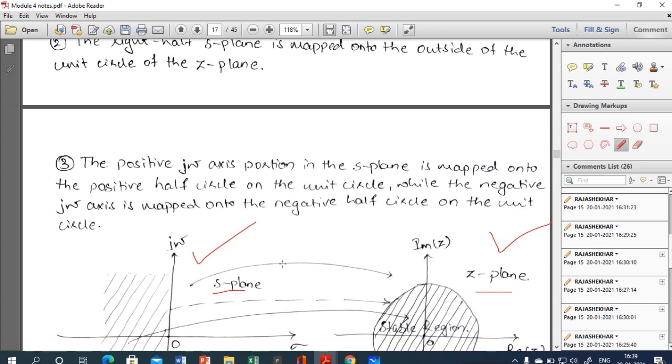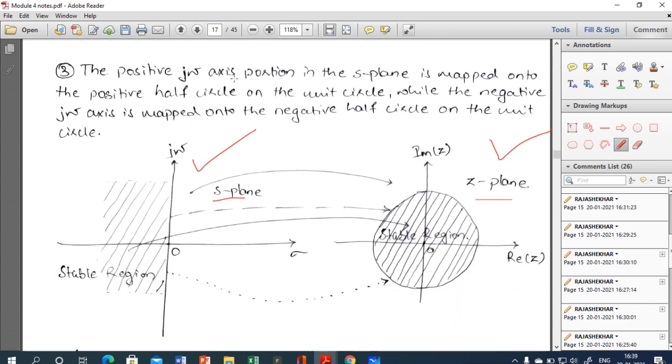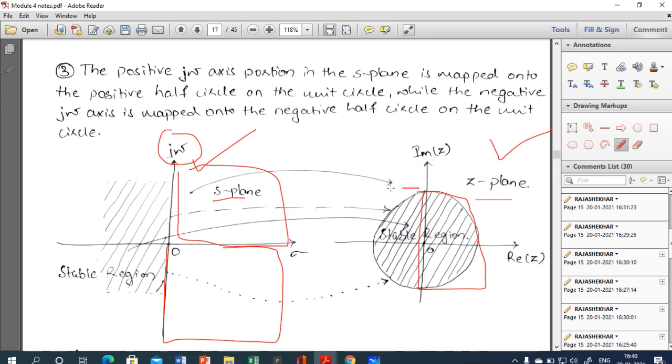In the third point, the positive j omega axis portion in the S plane is mapped onto the positive half circle on the unit circle. Means this positive j omega axis, this part, I will show you. So this part of the S plane represents this part of the Z plane, and again the negative part of the S plane represents this part of the Z plane. That is what the sentences are saying.